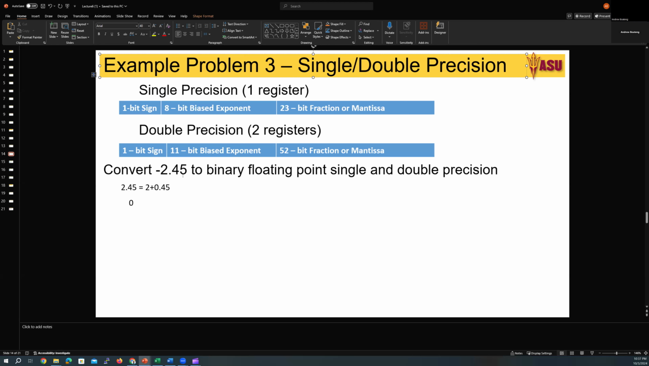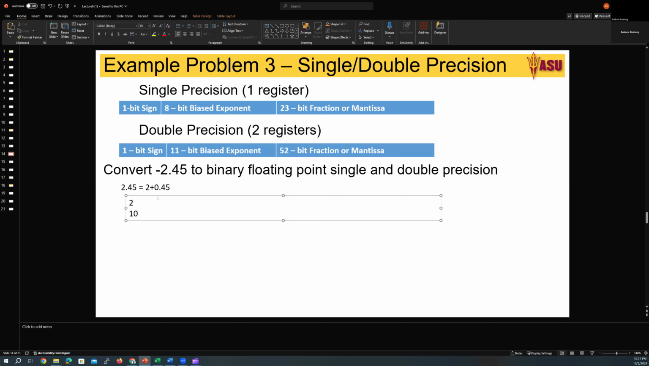I always tell my students that before we go through this, I want you to drop the signs and just deal with the number as it is. Then we figure out the signs and we'll be able to go ahead with it, right? So negative 2.45, if we drop the negative, is going to be 2.45. It is literally 2 plus 0.45. To convert this, the first thing you need to do is convert it to binary. To convert 2 to binary, the answer is 10.